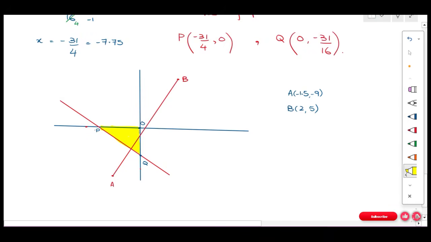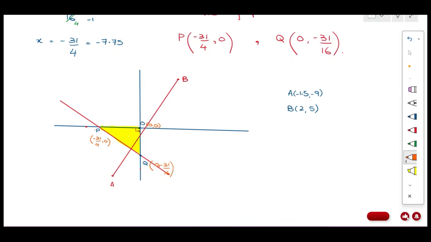Yeah, this triangle you have to consider. For this triangle P, O and Q, O is the origin, its coordinates are 0, 0. P has a coordinate minus 31 over 4 and 0, and Q has a coordinate 0 and minus 31 over 16. All right, now consider this triangle. Don't assume this line, okay, because we are not dealing with this line now.